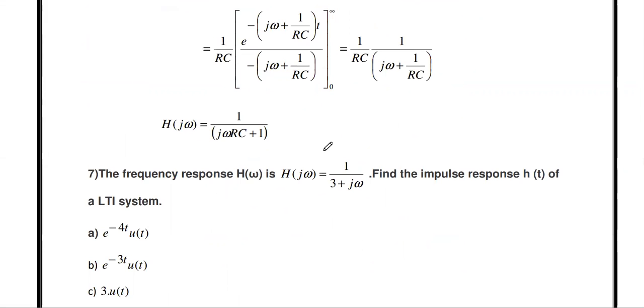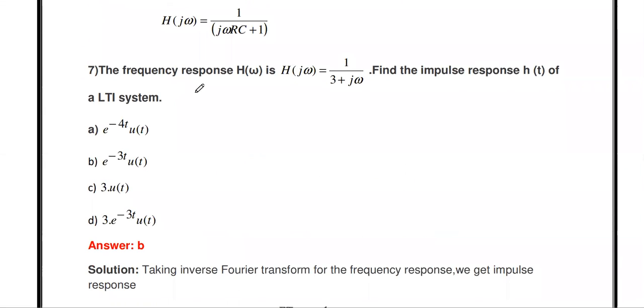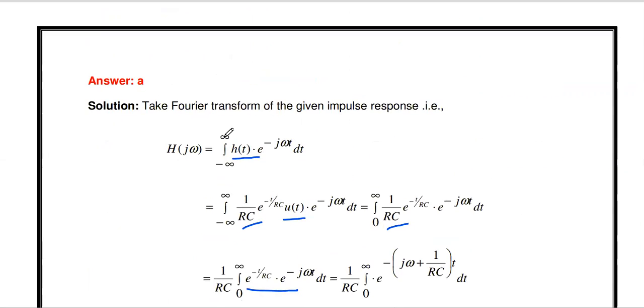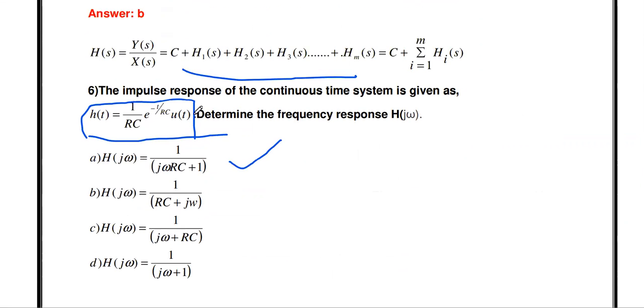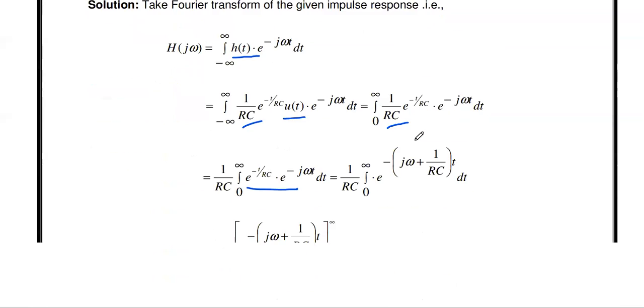So in this way, you just solve it. Then the next question: the frequency response is given, find the impulse response of the system. This question is the opposite of the previous question. In the previous question, the impulse response is given and we have to find the frequency response. So you take the Fourier transform of the time domain signal, and we get H of j omega.